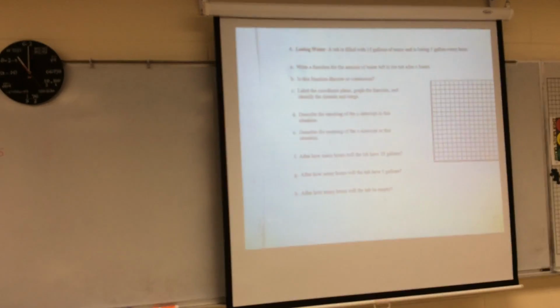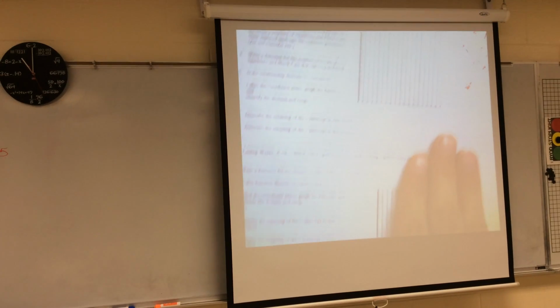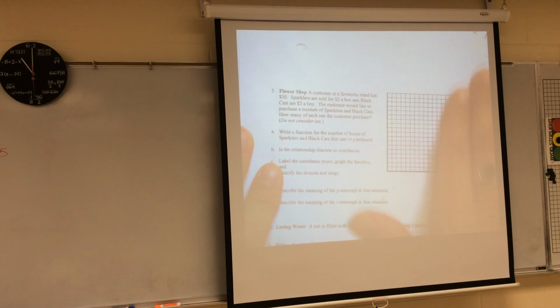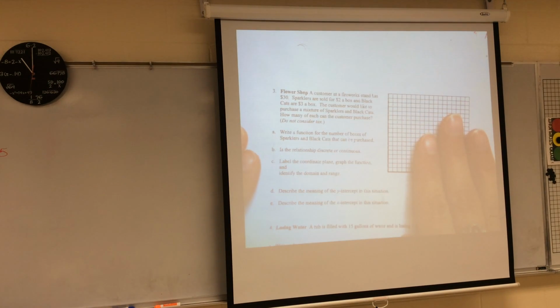I want you to take a look at the back side. Numbers 3 and 4, we're going to do together as examples. Why did you say 3 and 5? It says 3 and 4.